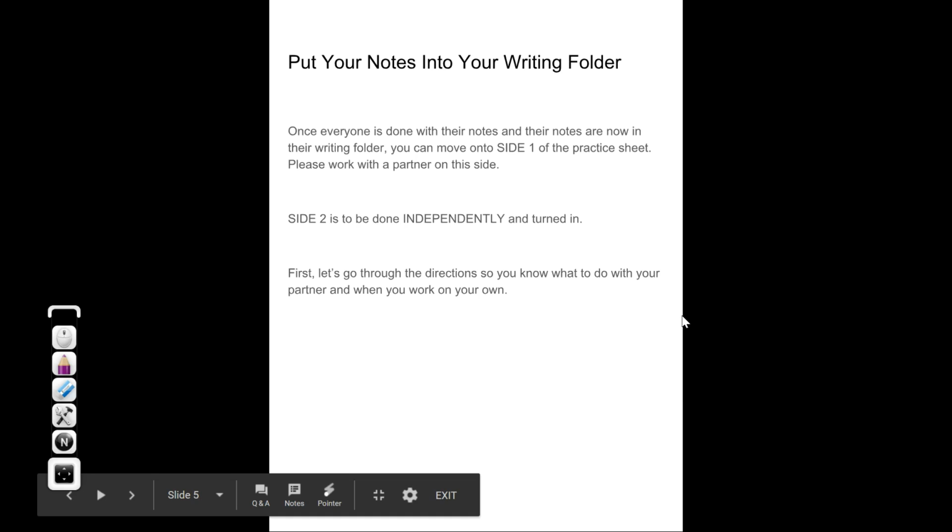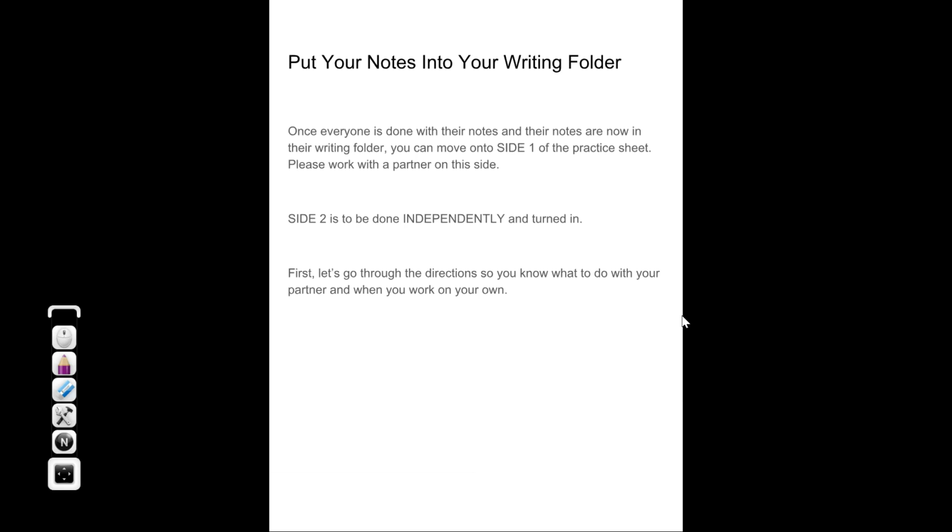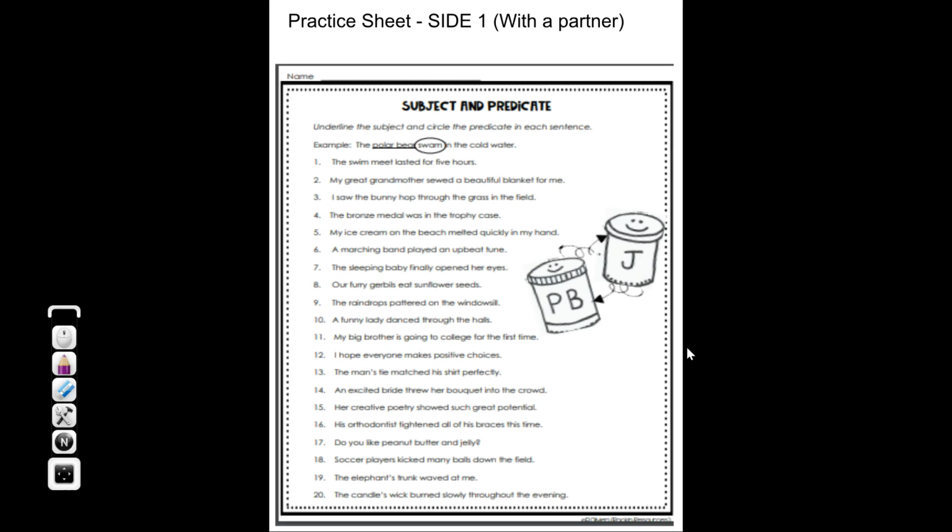Now that we've done all of this, we're going to go over a practice sheet. On side 1, you can work with a partner. It's a nice review. Side 2, I would like you to do independently because it is going to be turned in. I want to see your work on that second side. So let's go through the directions.